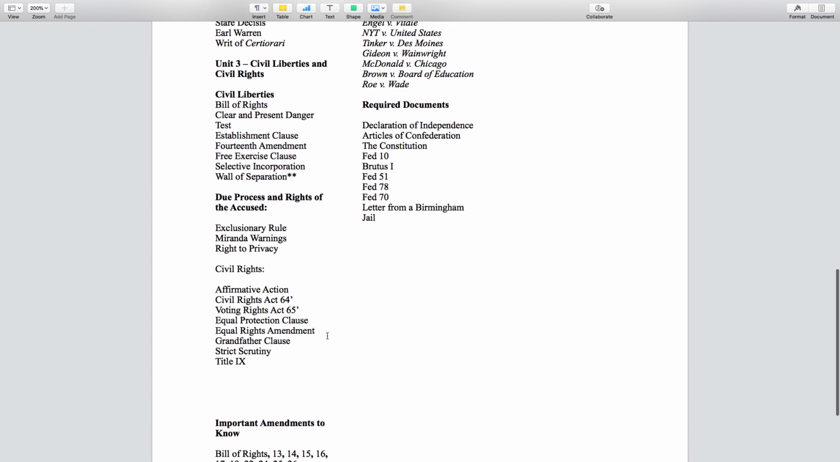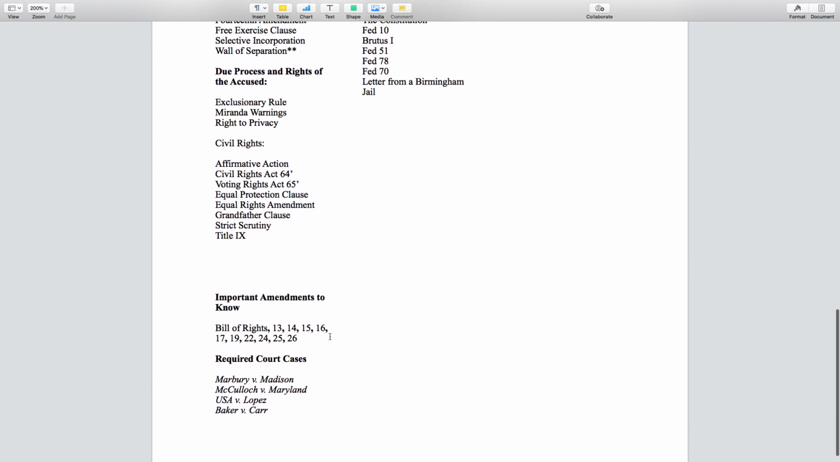Okay, jumping down here to civil rights, affirmative action. The federal government and universities have taken steps to ensure that they have more minority representation on their campuses and for federal contracts. Affirmative action has not been ruled illegal. It has been challenged, and all the Supreme Court has said is you can't have a quota system when it comes to colleges, but you can put emphasis on getting more diverse students at your university.